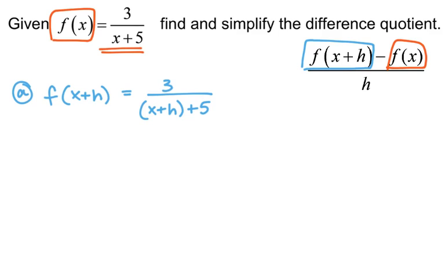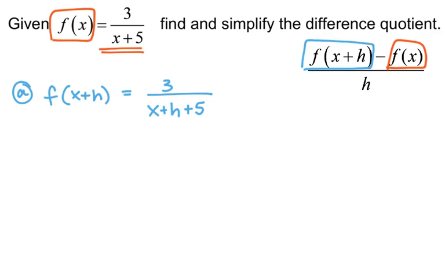plus 5. Again, I'd like you to notice that I used these parentheses to group x and h, but in this situation, I do not need them. So I'm going to go ahead and say x plus h plus 5. They were purely associative. They do not change the meaning of how we're working through this problem.